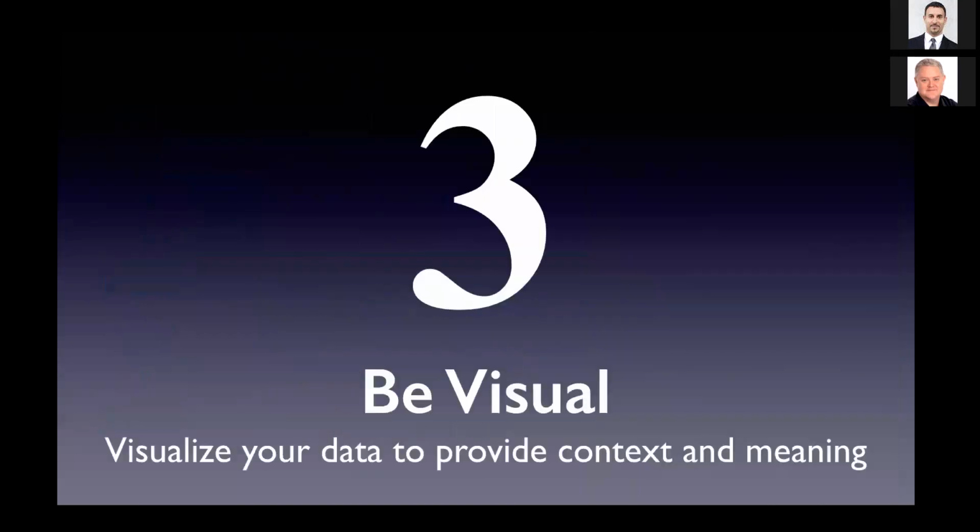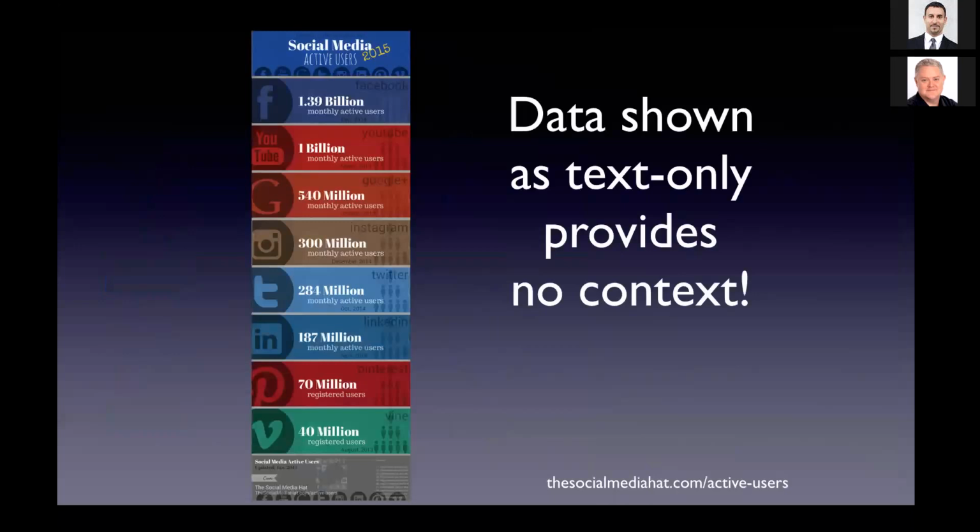Number 3 is to be visual. Certainly you want to visualize your information. That doesn't always mean charts, but you definitely want to make sure that you visualize your information. That's what's going to tie into the visual part of your audience's brain. For example, here's an infographic that does it all in text. So all these are showing how many active users are in each of the major social media platforms, from Facebook at almost 1.4 billion down to Pinterest at 70 million and Vine at 40 million.